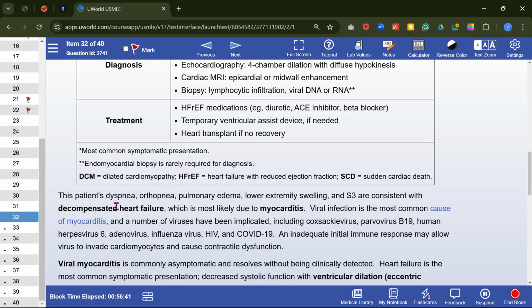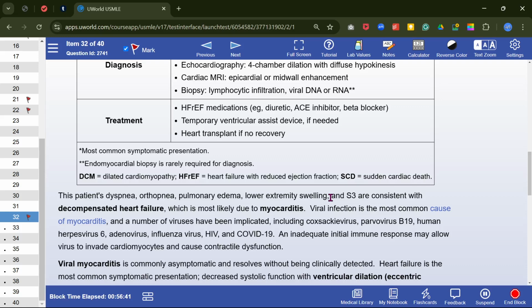So these patients have dyspnea, orthopnea, pulmonary edema, and lower extremity edema or swelling, and an S3, which are consistent with decompensated heart failure, which is most likely due to myocarditis. Viral infection is the most common cause of myocarditis, and a number of viruses have been implicated, including Coxsackie, parvovirus B19, human herpes virus 6, adenovirus, influenza, HIV, COVID-19.